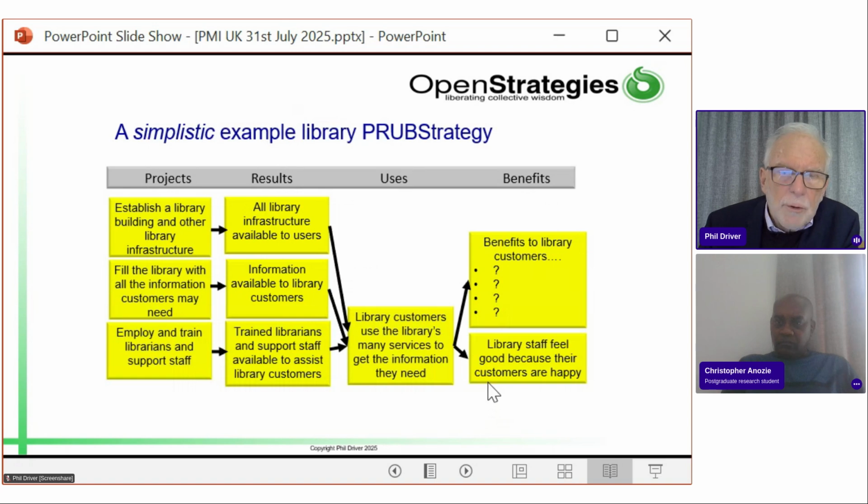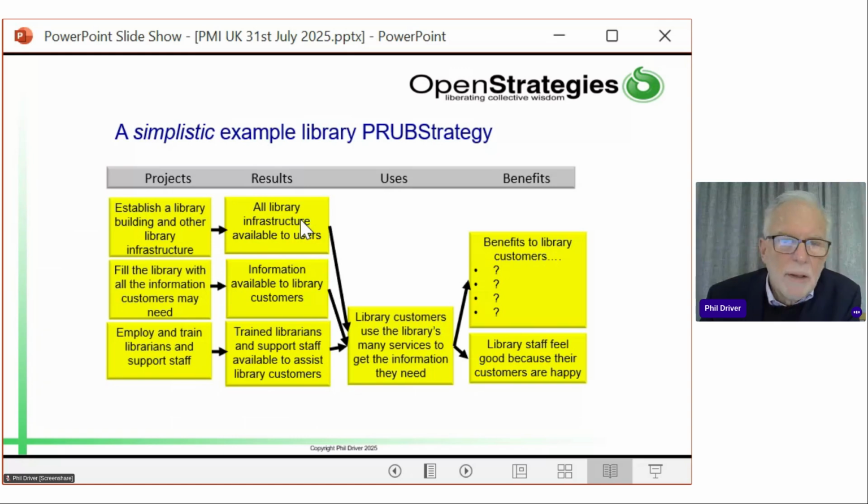Here's another example. This is creating a library. So here we have three projects. One to build the infrastructure. So the result is you've got the infrastructure, but that on its own isn't sufficient. So we've got to fill the library with information, and now we've got infrastructure and information, but that's still not enough. We need to put some librarians in there as well. Now we've got librarians, people use it, benefits to the customers, and the library staff feel happy. Again, I'm giving you simplistic examples to emphasize that it's the use of the library that creates the benefits.